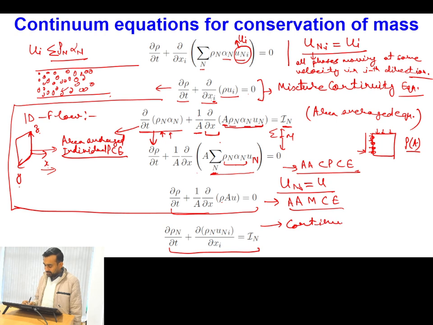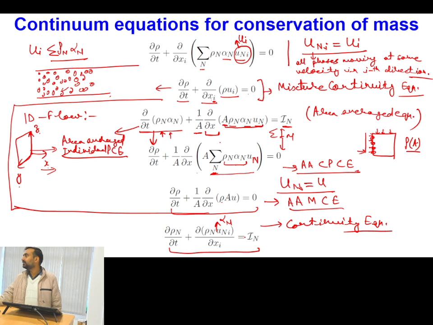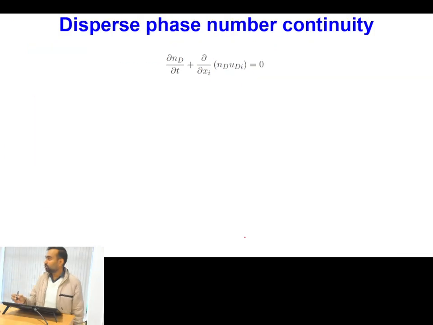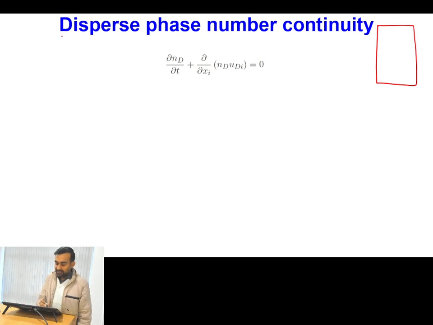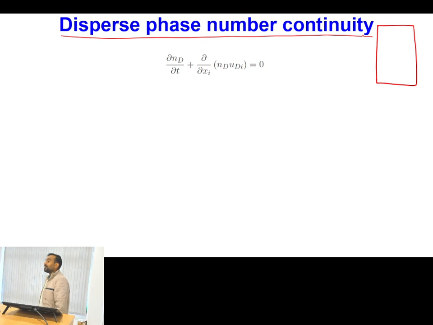Again I have the continuity equation. But in this continuity equation, the first term is as it is. In the second term, I have replaced this with J, and I have replaced it with alpha n into U and I, rho n alpha n into U and I. Okay? Now let's assume, what is the name I have written? Disperse phase number continuity equation.